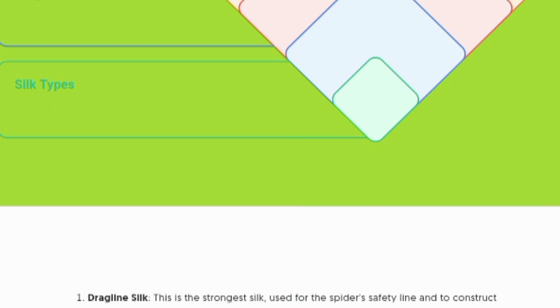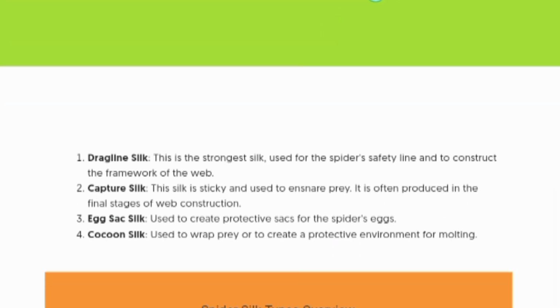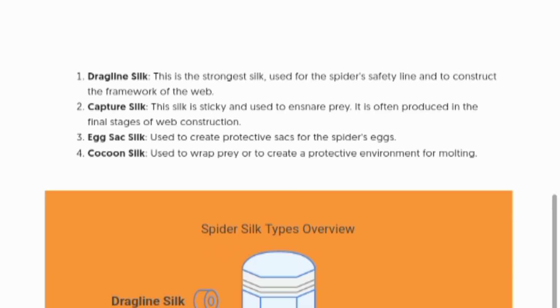Capture silk. This silk is sticky and used to ensnare prey. It is often produced in the final stages of the web construction. Egg sac silk. This is used to create protective sacs for the spider's eggs. Cocoon silk. This is used to wrap prey and to create a protective environment for molting.